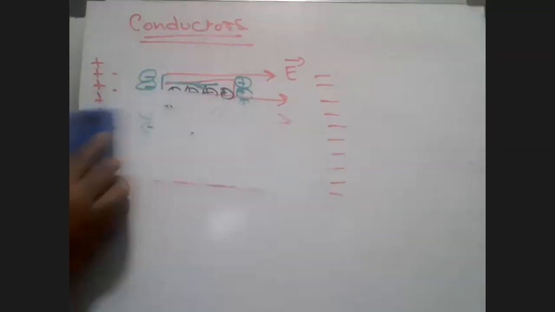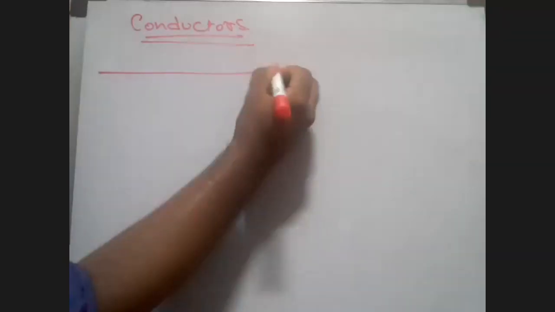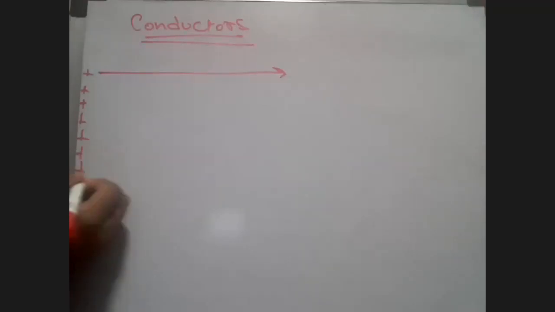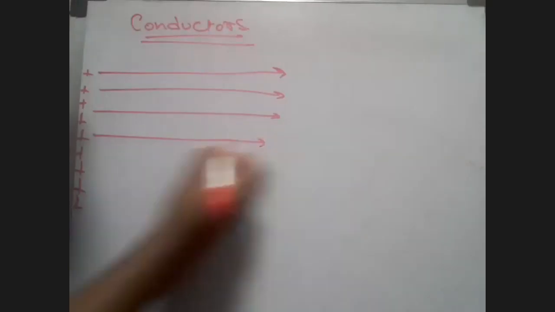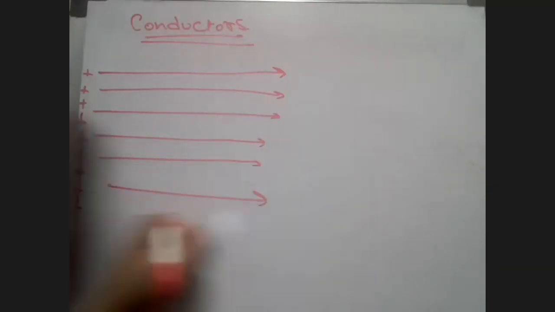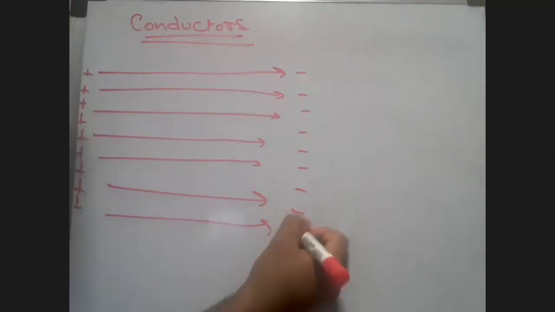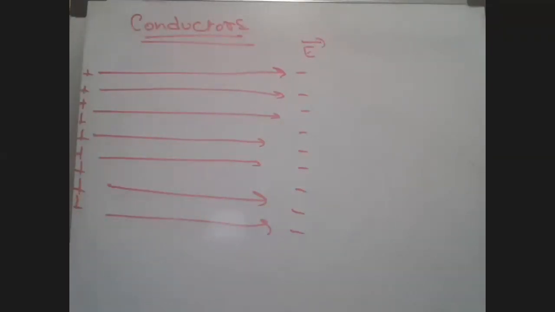Let me redraw that again. Electric field is developed due to a positive charge on one side and a negative charge on the other side. This causes an electric field. By the way, this is the same type of electric field lines which are developed within a capacitor, so pay attention. It will help you in capacitors also.